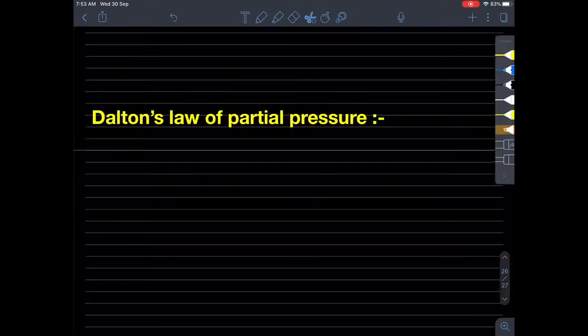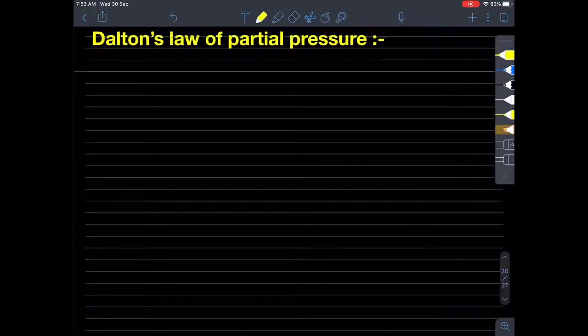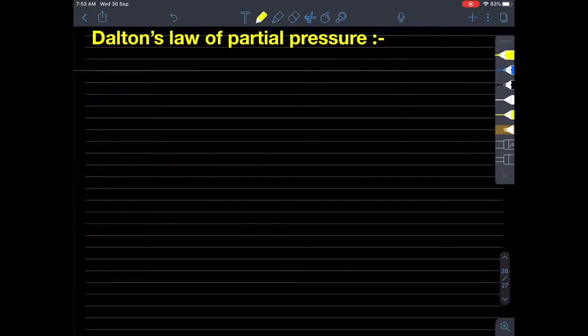So what is this law all about? What is Dalton's law of partial pressure?